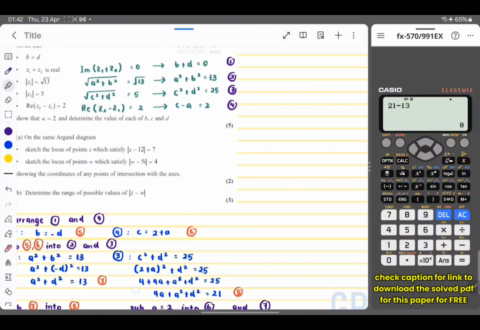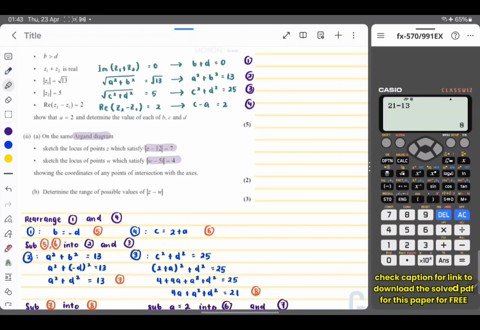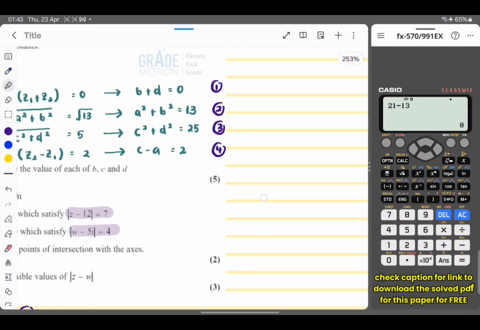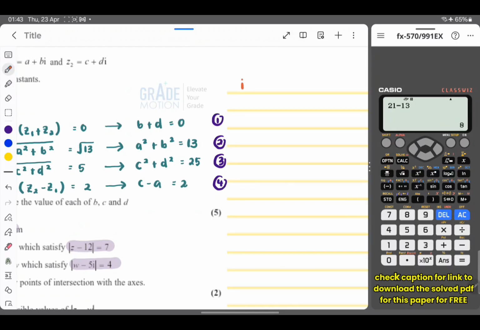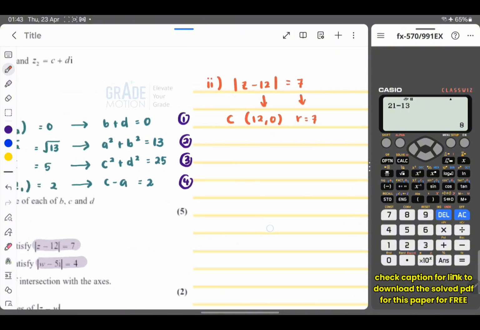On the same Argand diagram, sketch the locus of point Z which satisfies this, showing the coordinates of any points of intersection with the axis. Okay, so what we have is this. Modulus Z minus 12 equals 7. So, this is our center point. What is our center point? 12, 0. And this would be our radius. Radius equals 7.